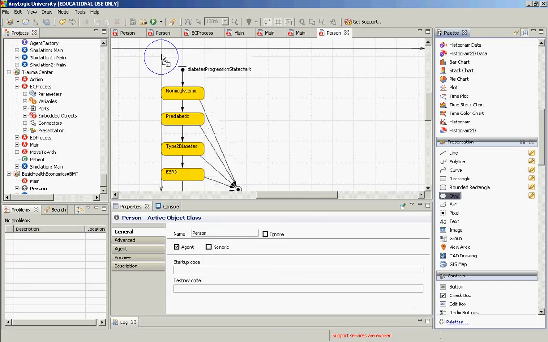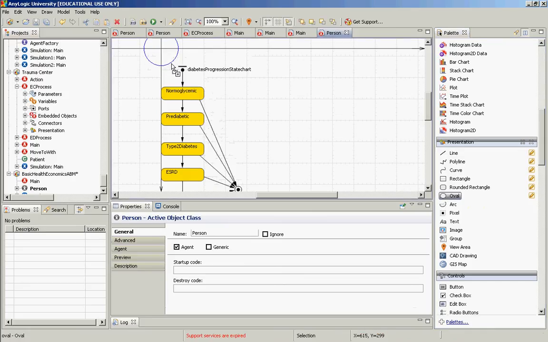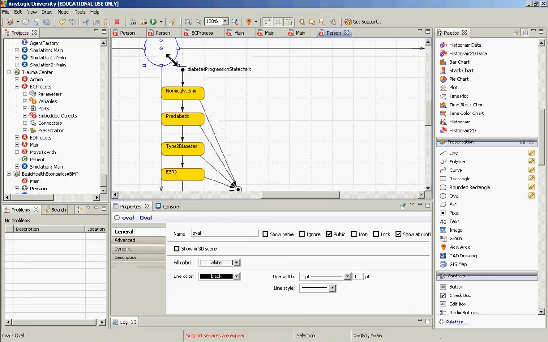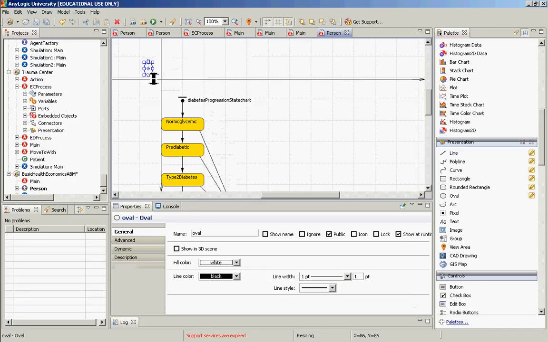I will add a representation of this individual, just so that we do have some way of depicting their presence visually. And I'm going to center them on the origin here, and that will be their depiction.